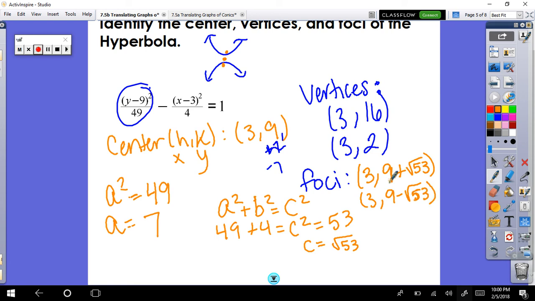So you go 9 plus the square root of 53, which is going to be just over the square root of 49, so maybe 7.3 approximately. So you're going from 9 up 7.3 and from 9 down 7.3 to find the foci points to graph it. But we'll leave it in exact form right here, like that.